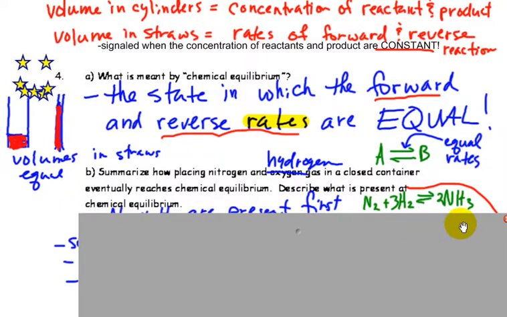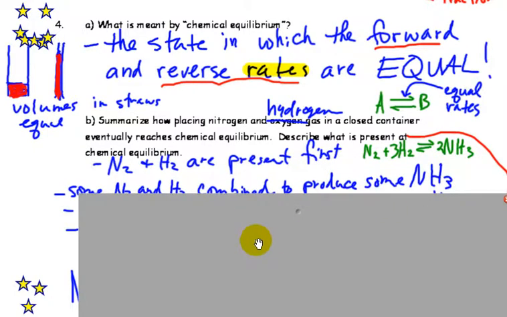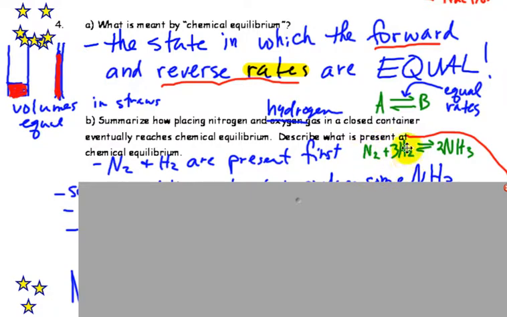So back to the ammonia example. Summarize how placing nitrogen, and this should say hydrogen, in a closed container eventually reaches equilibrium. So if I take a look here, 1 nitrogen gas plus 3 hydrogen gas yields ammonia. So initially I would just have this present, my reactants, and I would have 0 products.